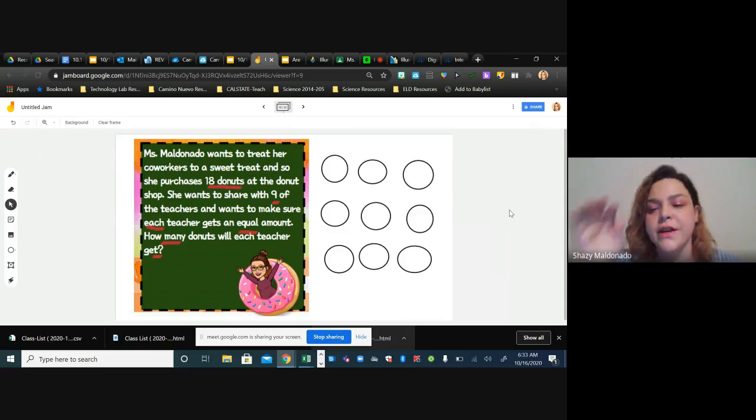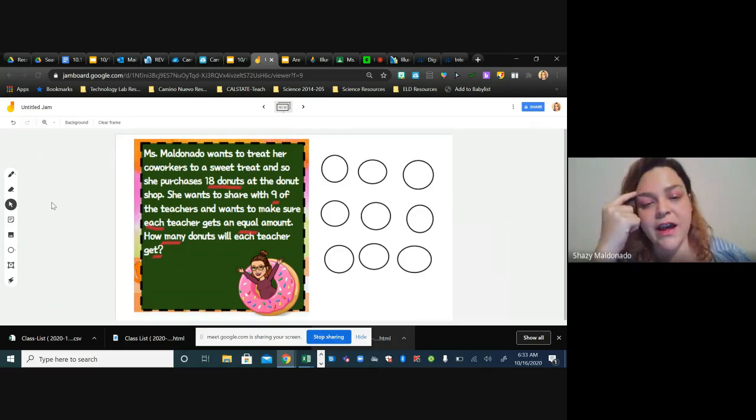Okay. So now that I have my 9 circles, I know my 9 equal groups, or number of groups, right? I know that that's going to represent a teacher. I know that's weird, a circle representing a teacher, but I'm not going to sit here and draw out a teacher. That's not efficient. That would take me just way too long.